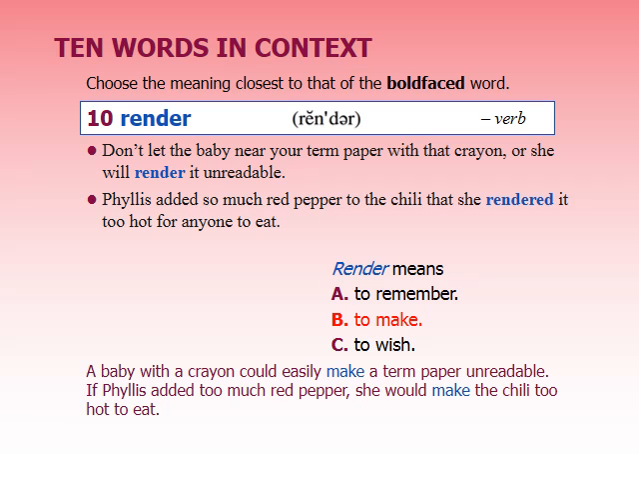So in the first one, it's talking about the baby with the crayon would make the term paper unreadable, and in the second one, the woman rendered it uneatable, like so that you couldn't eat it. But render really means to cause something to become something. So to make something become something. In the first case, we're making the term paper become unreadable. In the second case, the woman has made the soup, I think it's a soup, the chili, become uneatable. Okay, so it can be used in the affirmative as well, but we see in both of these examples it's more of a negative meaning.